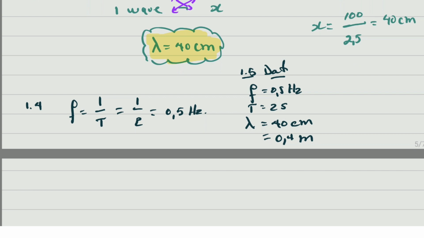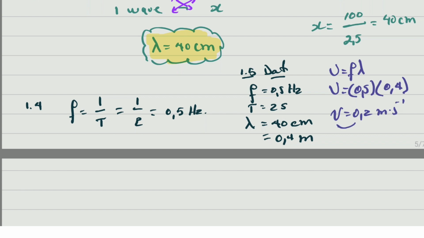So what is the best formula we can use here? And this is really simple, guys. Speed is equal to frequency multiplied by wavelength. So if you substitute here, this is 0.5 multiplied by 0.4. Speed is equal to 0.2 meters per second, and this is the final answer, guys. This question was really easy and simple.